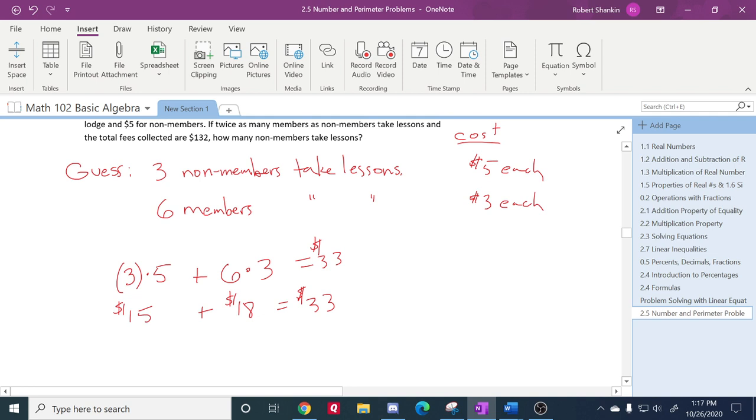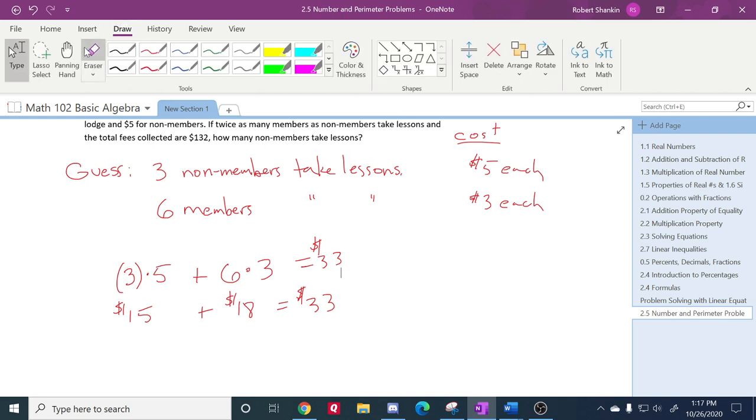I'm going to take this equation that I just made here. 3 times 5 plus 6 times 3 equals 33. And I'm going to replace my original guess with the exact answer, x. And now I'm going to rewrite the equation. So, this is x. What does this become? If there are x non-members, how many members are there?